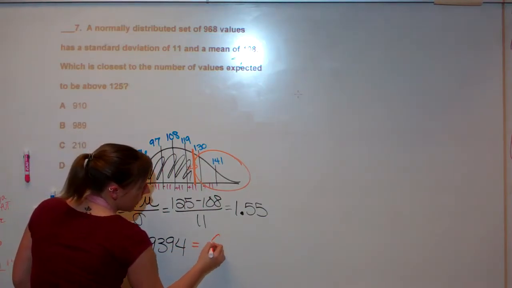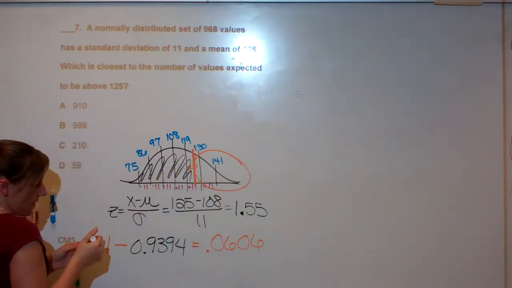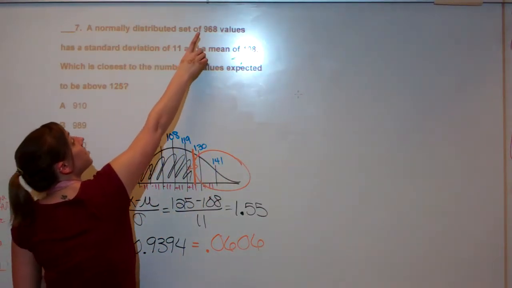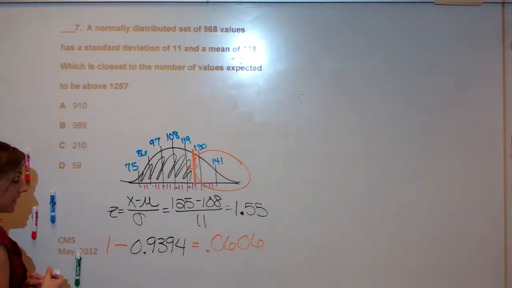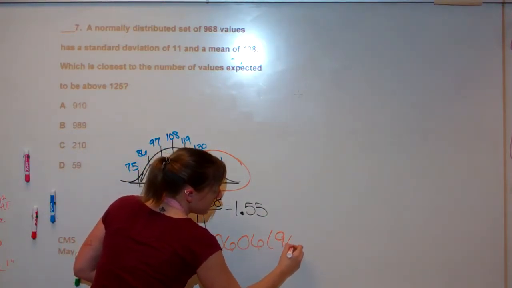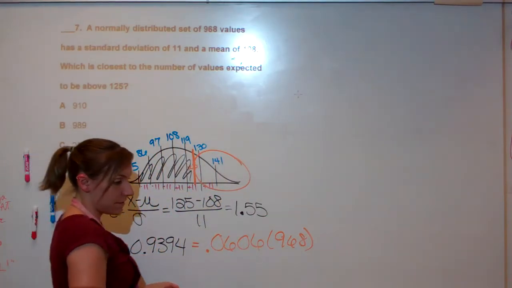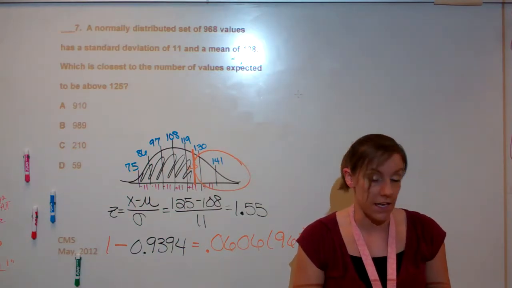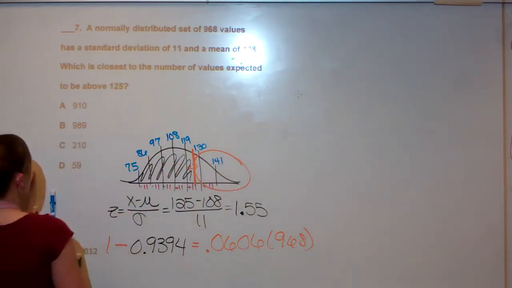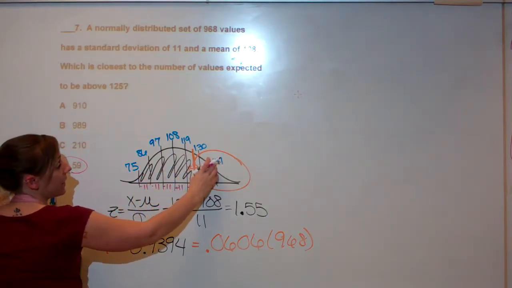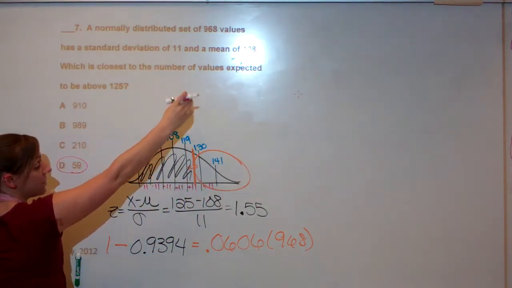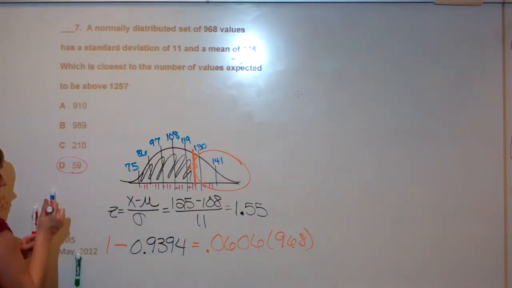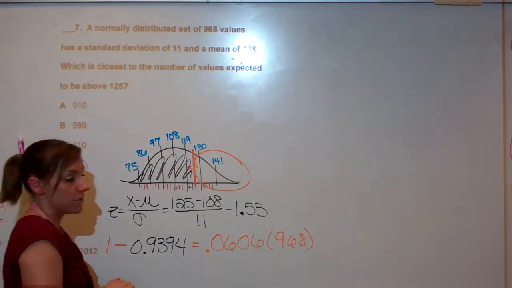And so we actually get 0.0606. So 6.06% lie here, but we need to find that percent of 968. And so remember, we just multiply 968 by that 0.0606, because that's the percent, and we get 59. Okay, we get 59 kids, which makes sense because that's not a very big percent. So 968 students, that's almost 1,000 students, and we're only looking for 6%. So that's why it's only about 60 kids or 59 students.